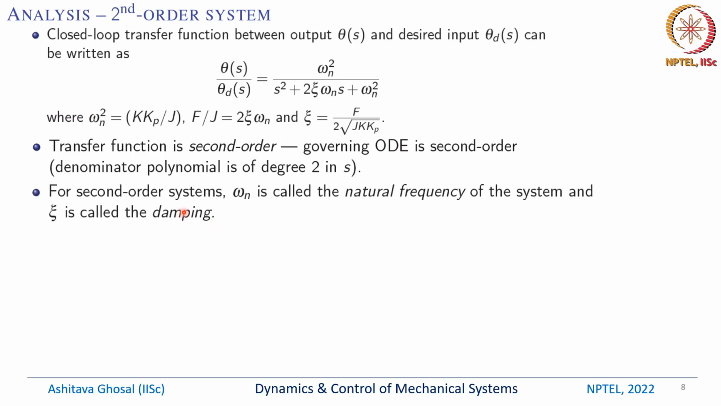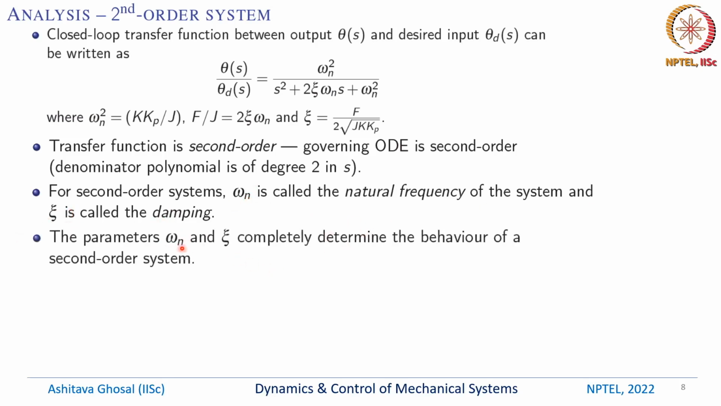And as I said, for all second order systems, there are two characteristic parameters. One is omega n, which is called the natural frequency of the system, and one which is psi, which is called the damping. So the parameters omega n and psi completely determine the behavior of a second order system, because these are the only two parameters. And the values of omega n and psi completely determine the behavior and the nature of the second order system.